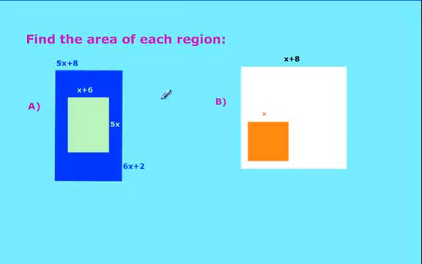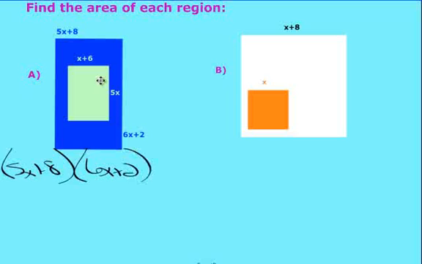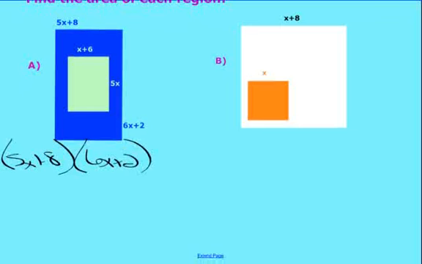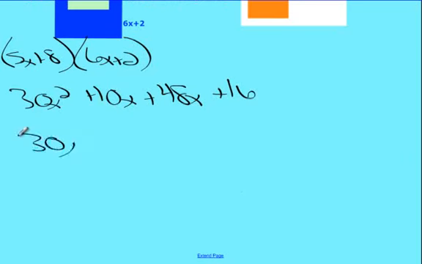So we're going to find the area of each. So same idea. I need 5x plus 8 times 6x plus 2. Let's go ahead and get this answer, and then we'll subtract out the green. We'll call it green. 30x squared. Outside I have plus 10x. Inside, I got plus 48x. And on the end I got plus 16. Let's combine some like terms. 30x squared plus 58x plus 16.